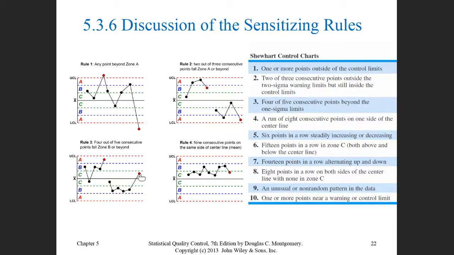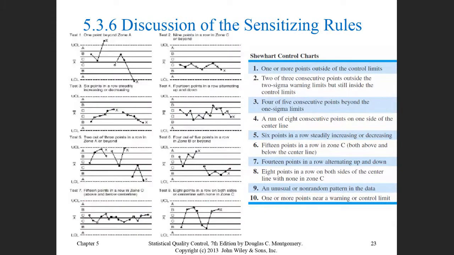The last one was in zone C, and also 9 consecutive points on the same side of the center line. So all the 9 points will be below, and there are no points above the center line.